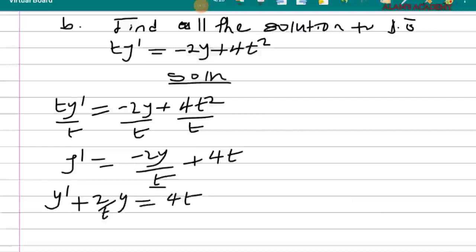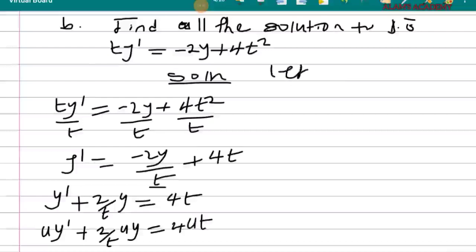Now multiply through by the integrating factor u. So I have u times y prime plus 2 over t times u y is equal to 4 times u. That's this. Now we let the coefficient of y, that is 2 over t u, be equal to u prime.